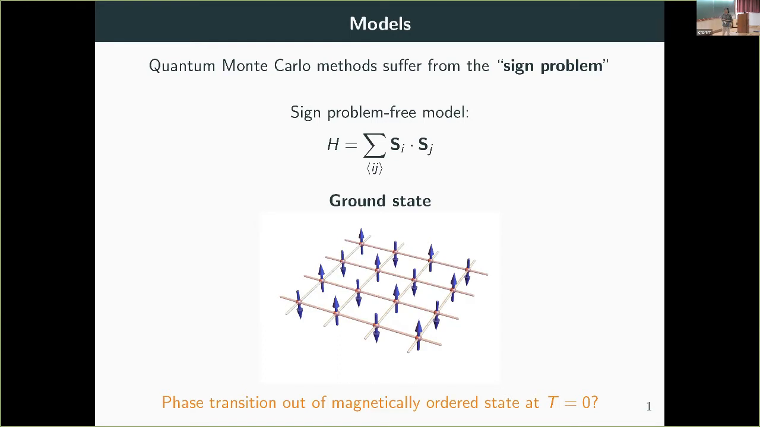So what are the models that we can simulate? One model that's known to be sign problem free is the nearest neighbor antiferromagnetic Heisenberg model on a bipartite lattice. It's known to realize the ground state, which is the antiferromagnetic Néel state. Now, how do I realize a phase transition out of this magnetically ordered state at zero temperature with a model that I can simulate with QMC?